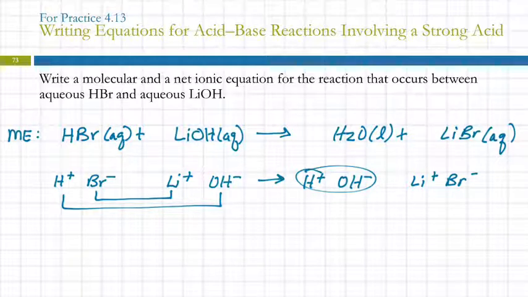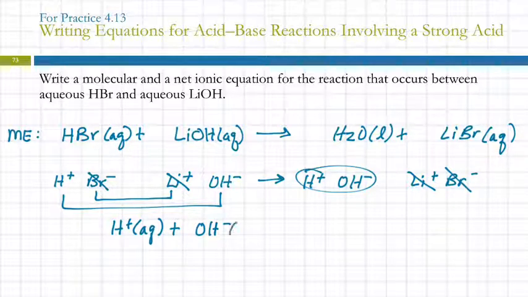Now I'm going to look for spectators, something that's the same on both sides. So I've got bromide here, and I've got bromide over there. Those are spectators. Or that is a spectator. And the other spectator is lithium. And so what I have left then is H plus, hydroxide, to form water.